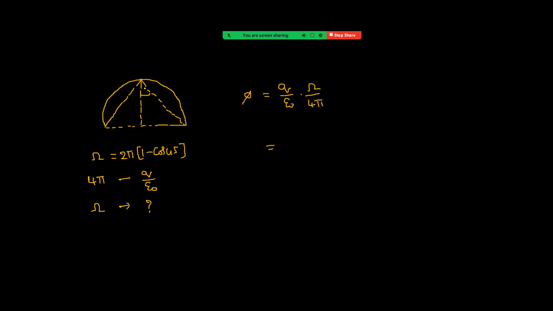And remember one more thing here. Flux is entering the curved part. We have discussed that whenever flux is leaving a surface, we take that as positive. If flux enters the surface, that is taken as negative. So this will be negative. I am taking minus here. So substituting the omega value, 2 pi by 4 pi remaining is 1 by 2, minus Q by 2 epsilon naught. Remaining is 1 minus cos 45, means 1 minus 1 by root 2. That is now the flux through the curved part. And why we have taken negative: because here flux is entering the curved part.